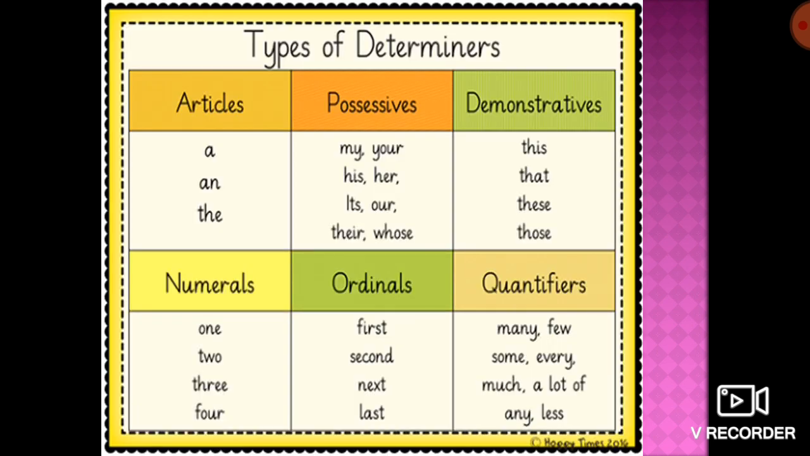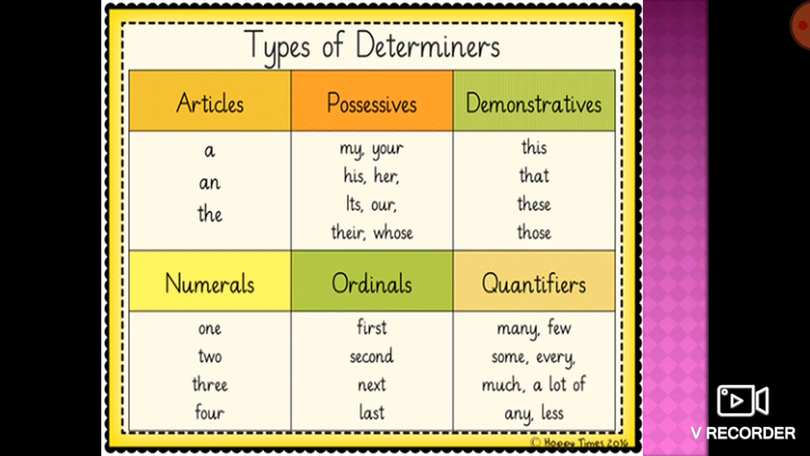Now let's have a look at the types of determiners. There are 6 types of determiners. Number 1, articles like a, an, the. Second is possessives like my, your, his, her, its, our, their, whose. Number 3 is demonstratives like this, that, these, those.